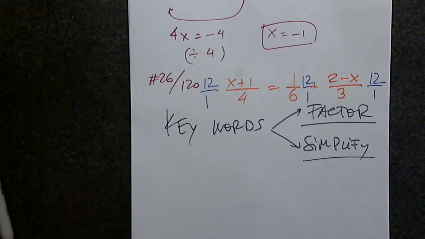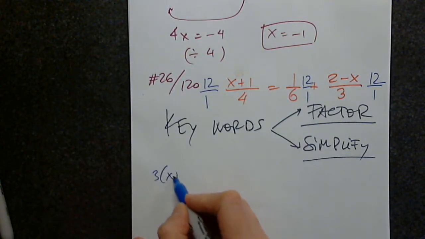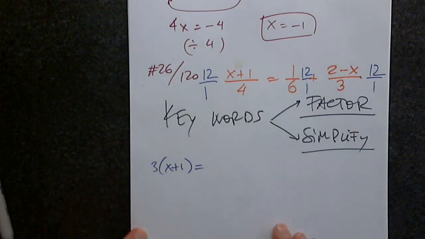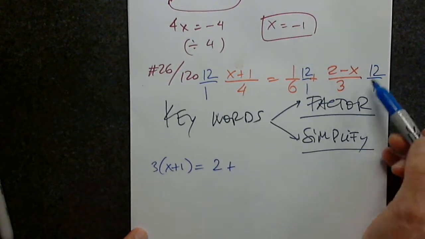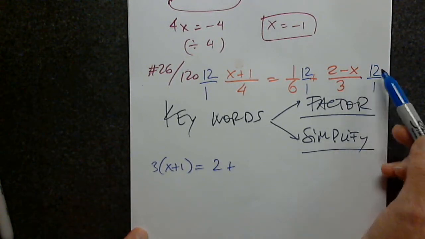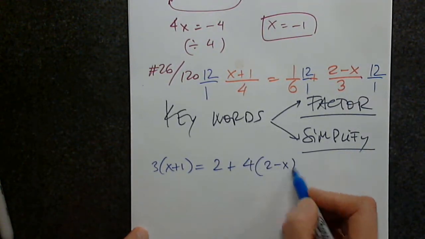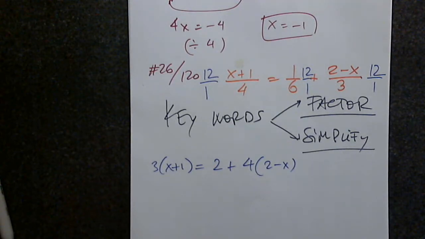In other words, I will simplify 4 and 12. What do I get? 3. So it's 3 times the quantity x plus 1 equals. Please simplify here, what do we get? 4. Very good. So please keep in mind, factor, simplify. This is not a factoring situation, so this is a simplification.